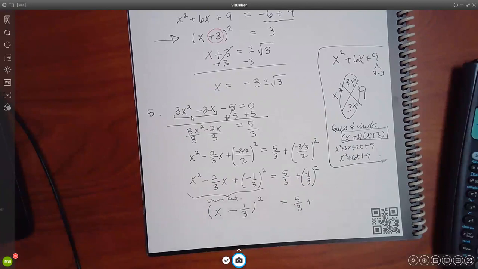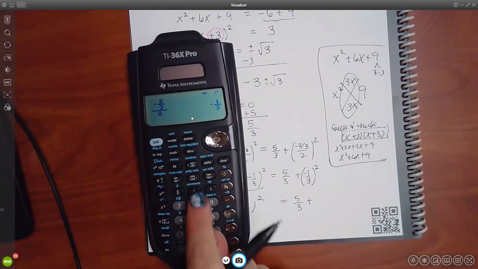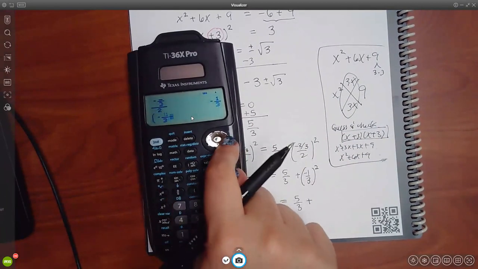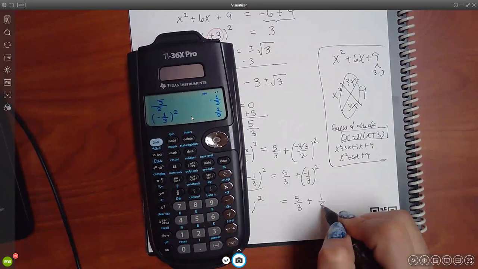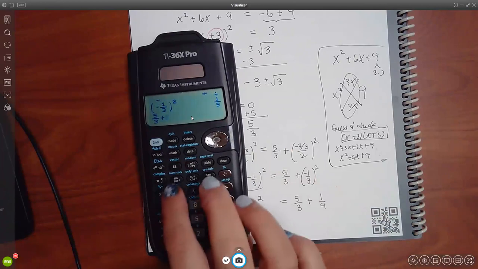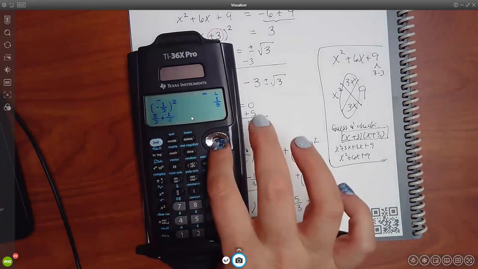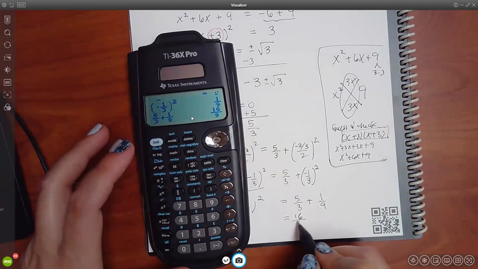I did use a shortcut. On this side though, I do have to actually square it. And in my calculator, I can just do -(-1/3), close the parentheses and square it. So that this looks exactly like what's on my calculator, right? I know I didn't type it in wrong. And I get 1/9. And then I can do 5/3 + 1/9. And it tells me that it's 16/9.